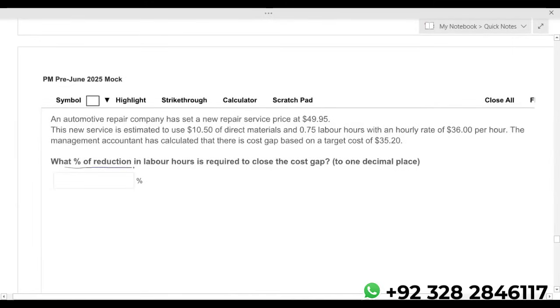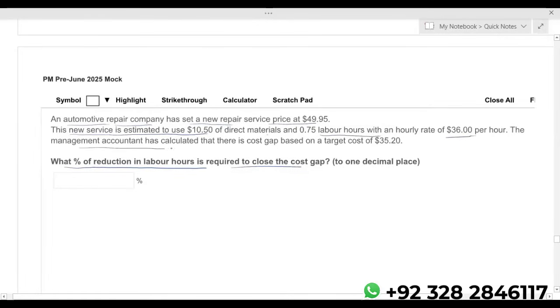What percentage of reduction in labor hours is required to close the cost gap? An automotive repair company has set a new repair service price of 49.95. This new service is estimated to use 10.5 of direct material, 0.75 labor hours with an hourly rate of 36.